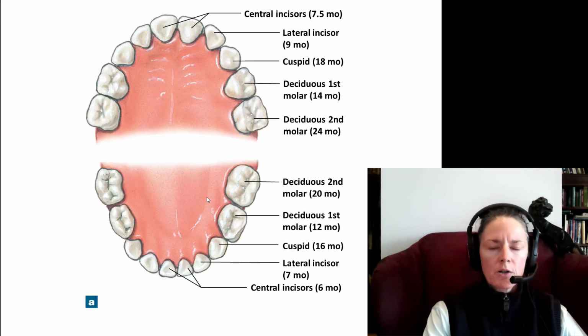So here is the primary dentition. Here we can see our central incisors, lateral incisors, and the cuspids here, the canines. We've got some first molars. And then you can see approximately what age they come in. This typically will start very early on at about 6 months and continue coming in until about 2 years.